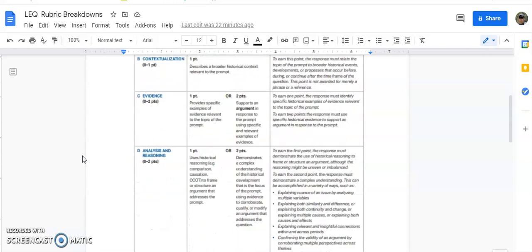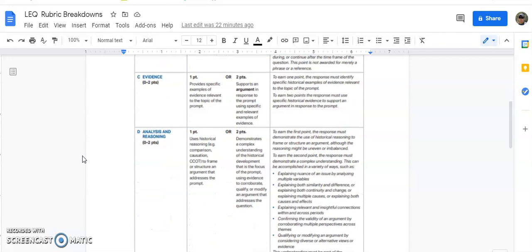Evidence: specific examples of evidence relevant to the topic of the prompt. So provide a couple of examples. If you're telling me democracy affected civil rights in a positive way, then tell me why. But don't only tell me, be able to explain why, right? Don't just list examples, then explain why they matter. So you've got to list examples and explain why they matter. Stick to 2-3 good examples.